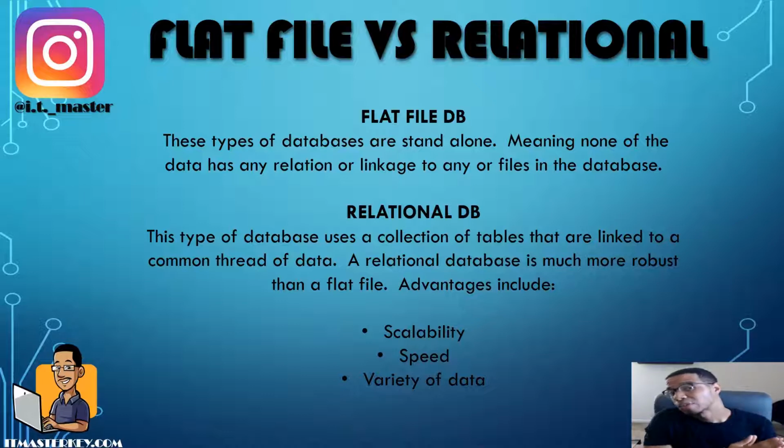So what do we think a relational database is? In a relational database, all of the information inside of the database is related to one another. So it's a lot more robust, it's a lot more dynamic. This type of database uses a collection of tables that are linked to a common thread of data. A relational database is much more robust than a flat file. So, advantages: you can scale it. It's a lot more scalable, meaning that you can make it bigger, and it's going to be easier to scale it because everything is related.